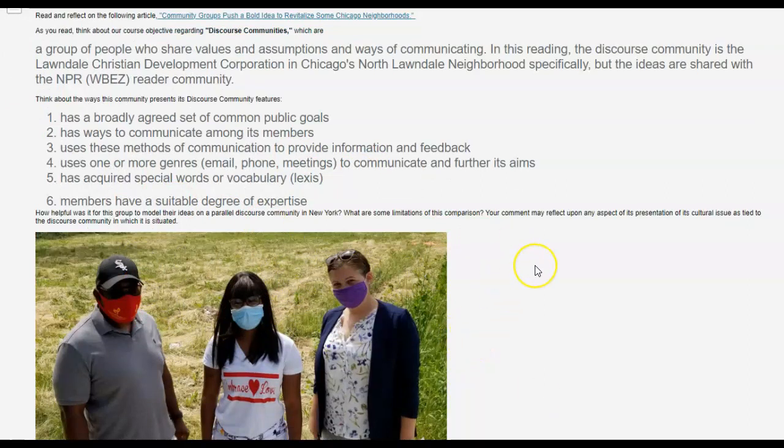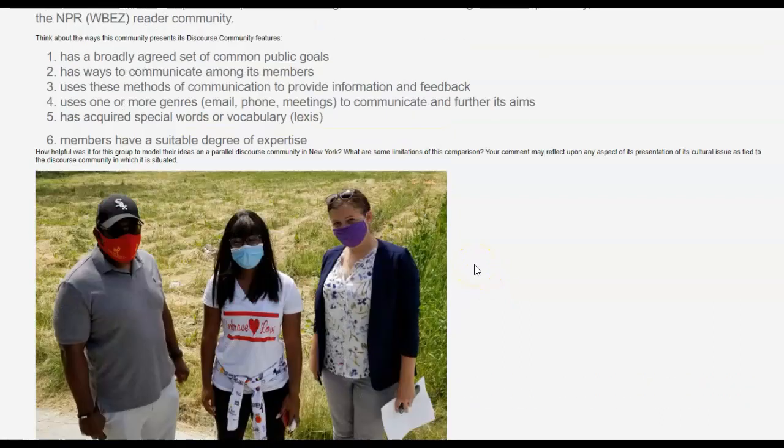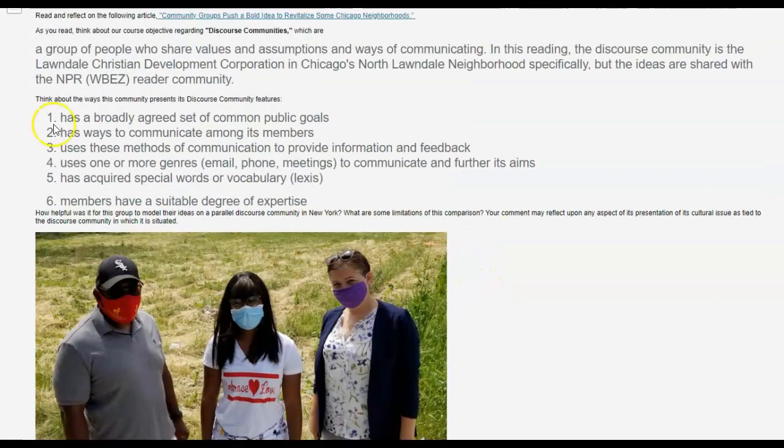In this reading, the discourse community is the Lawndale Christian Development Corporation in Chicago's North Lawndale neighborhood. But the ideas are shared with the NPR WBEZ reader community. And so as you read through this article called Community Groups Push a Bold Idea to Revitalize Some Chicago Neighborhoods, I want us to think about that discourse community. What kinds of work are they doing, and how do they describe their particular mission to this audience of NPR WBEZ readers?